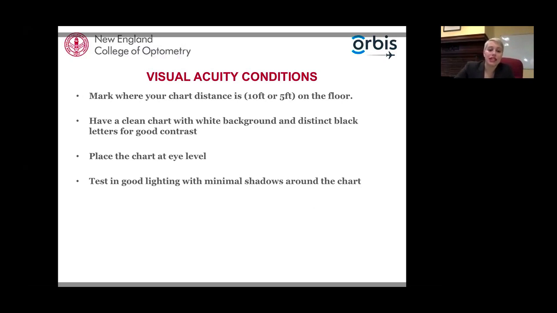You need to have a clean chart with a white background, so you want to make sure that it's nice and clean. You want to make sure that that chart is stored in a box that is nice and clean as well, just so you have really good contrast. You want to place the chart at eye level, so if someone's holding it, make sure it's eye level with the patient, or if you're pinning it up or taping it up, make sure it's eye level. And you want to make sure you're testing in good lighting conditions, so minimize the shadows around the chart.